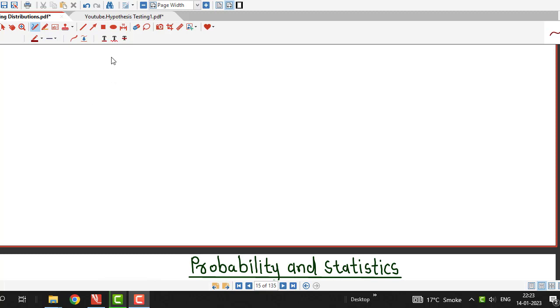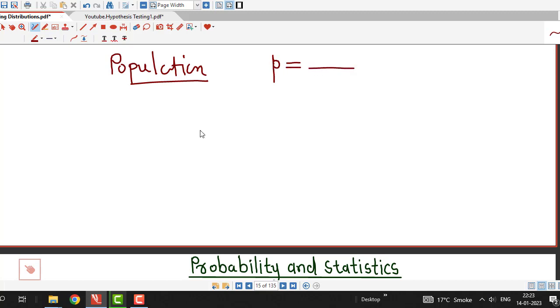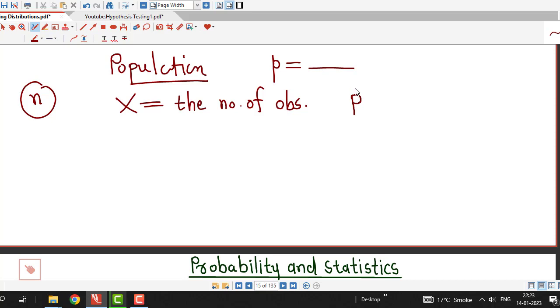Suppose we are given some population with some characteristic, and it is given that the population proportion for that characteristic is some constant p. Suppose we are given a sample of size n in which capital X is the number of observations having that particular characteristic. Then we know that the sample proportion is given by p hat equal to capital X divided by n.